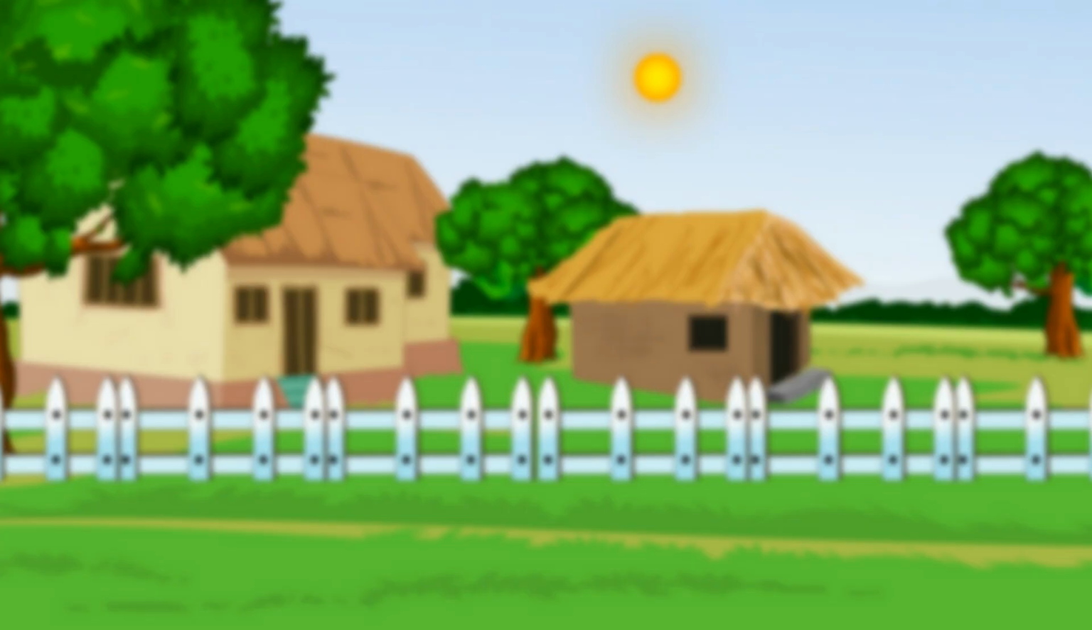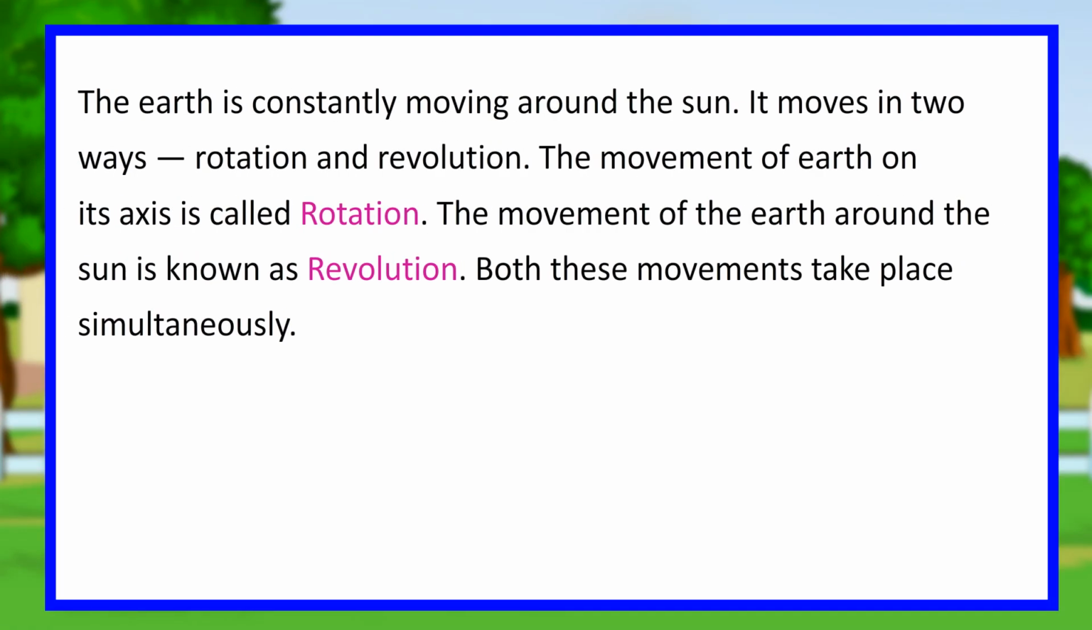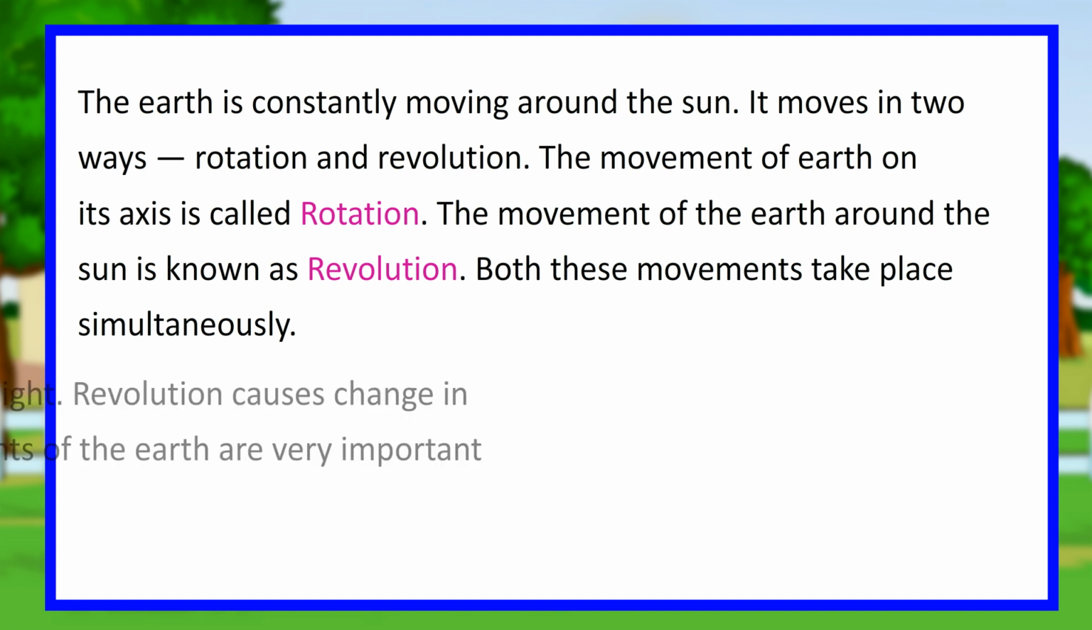Movement of the Earth. The Earth is constantly moving around the Sun. It moves in two ways, rotation and revolution. The movement of Earth on its axis is called rotation. The movement of the Earth around the Sun is known as revolution. Both these movements take place simultaneously.